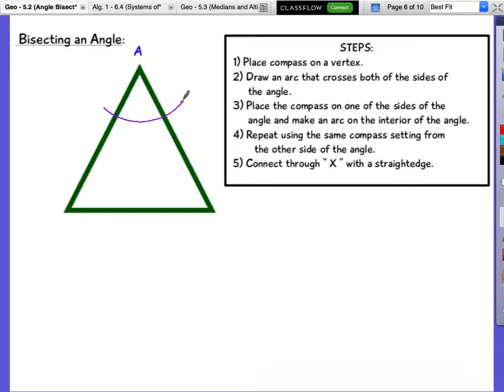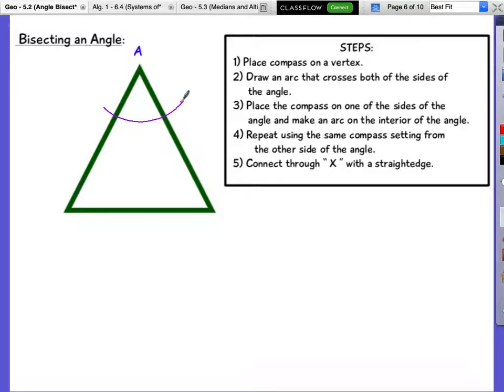Once again, put your point on the vertex there and choose a somewhat small setting, not huge, but you don't want it to be extremely small either. Just based off about how much I did. Then swing through both sides there. You want it to touch or cut through both sides. It doesn't need to be much bigger than that.